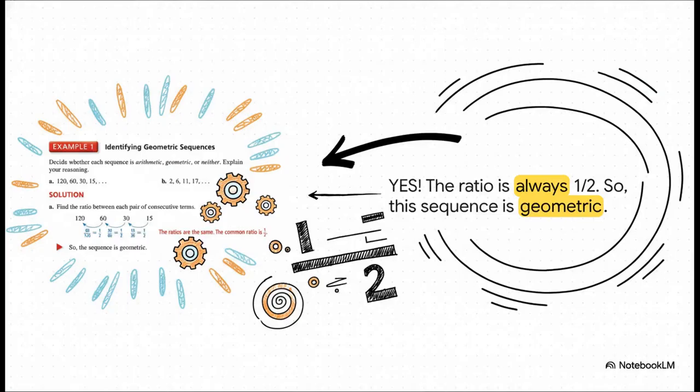Let's try this out. Look at this sequence. 120, 60, 30, 15. Okay, let's do the test. What's 60 divided by 120? That's 1/2. All right, what about 30 divided by 60? Also 1/2. And 15 divided by 30? You guessed it, 1/2 again. See, the ratio is always 1/2. So we know for sure this is a geometric sequence.